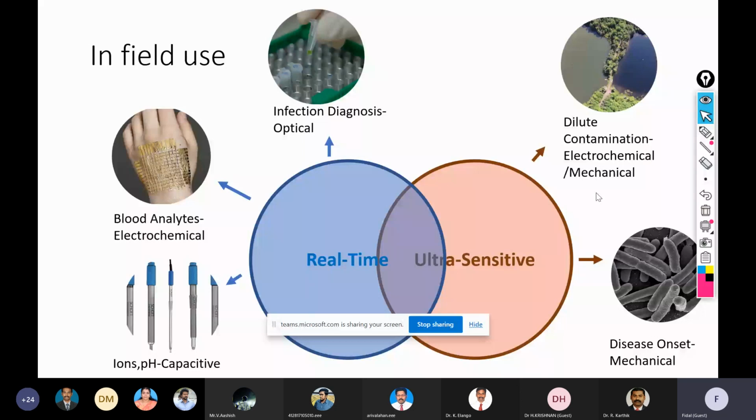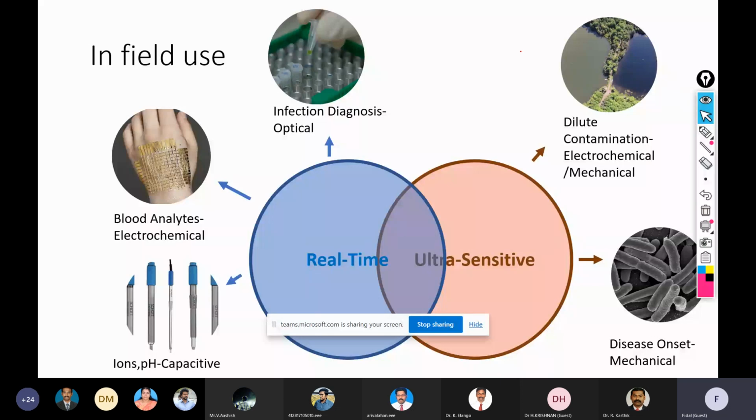Ultrasensitive is used where you have a very dilute solution. For example, contamination in a lake. A lake has a huge volume of water, right? So whenever there is a contamination in such a huge volume of water, there's a chance that the contaminant will be diluted to a very high extent. In that case, you need something called an ultrasensitive sensor, which can detect something in a very minute quantity.